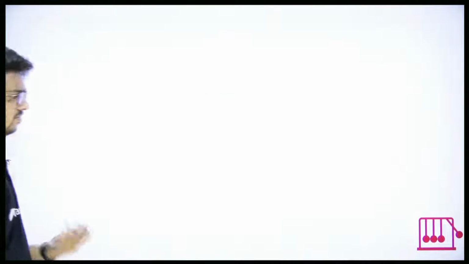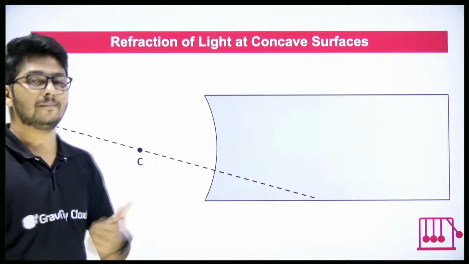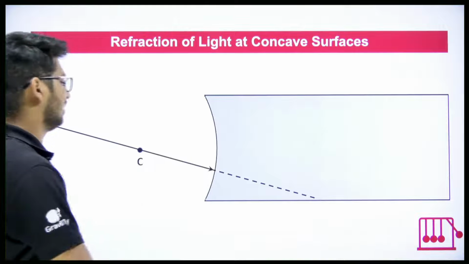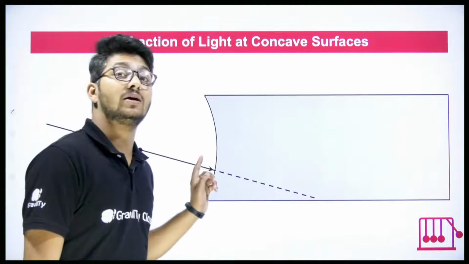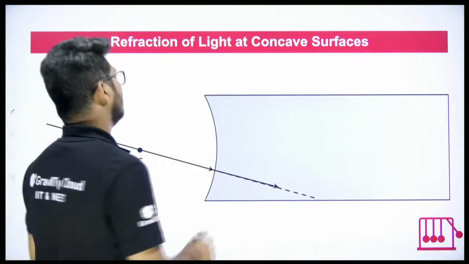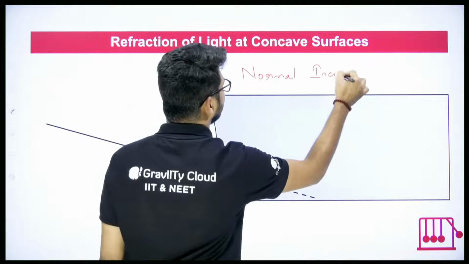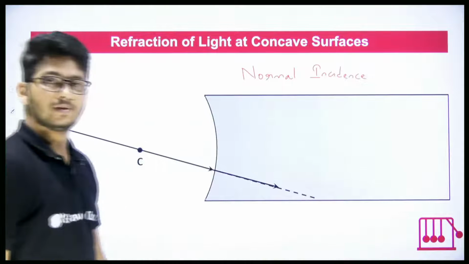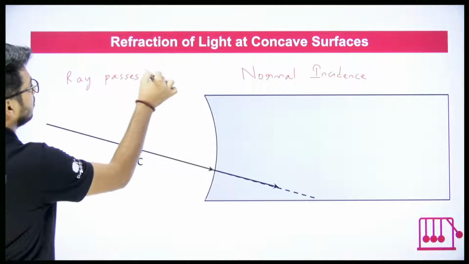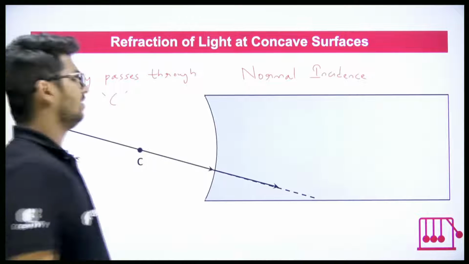Clear? Good. We'll take another example also. Again, normal incidence. See here, this is the center, and this is a normal. If a ray is incident along the normal, it is passing through the center. If it is incident along the normal, then what happens to it? It directly passes through. You can see the refracted ray is also along the normal. So this also is the case of normal incidence. Here the ray passes through the center of curvature, so it directly passes, no deviation.